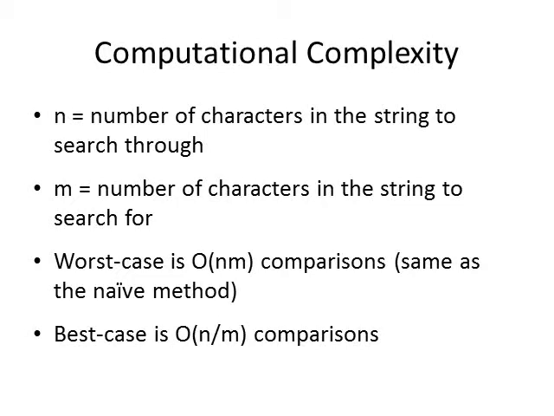And in the best case scenario, it would be big O of n over m comparisons. And the reason for this would be if you keep skipping the word that you're searching for throughout the whole text, and therefore for the n number of characters you keep skipping m characters at a time, and therefore you would have n over m number of comparisons.